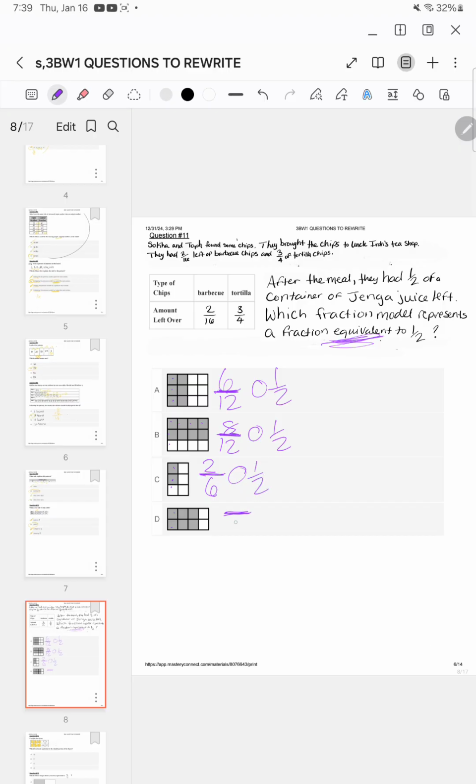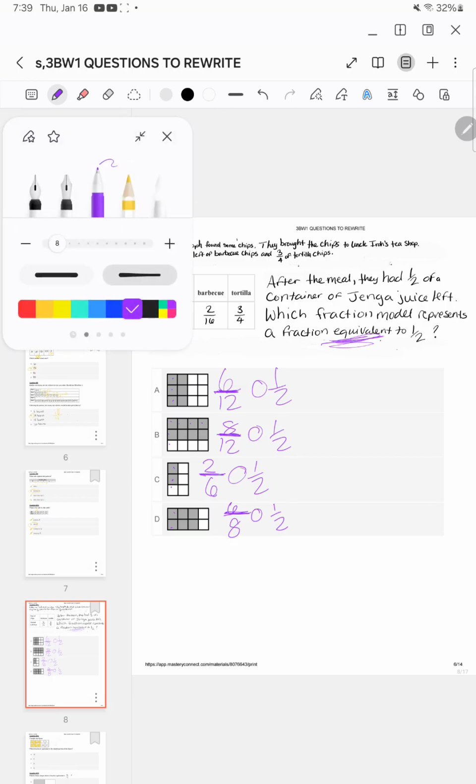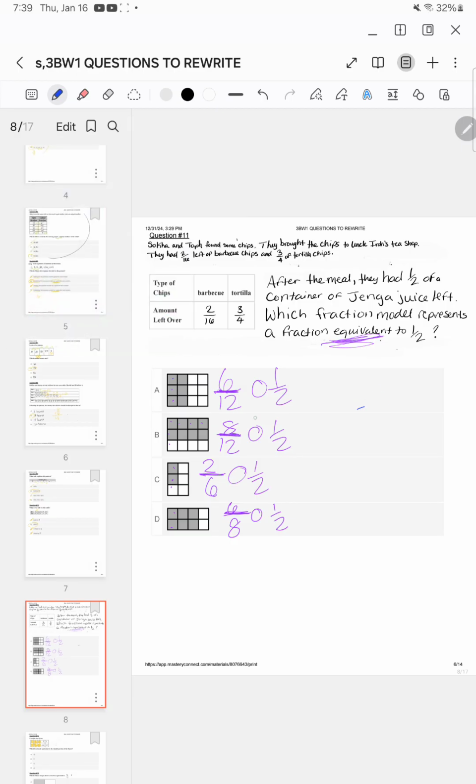And 1, 2, so I see 2 rows of 8, which makes 4, and I see 6 of them are shaded. And again, I'm comparing that to 1/2. Now, if I were to just do the quick way, I would say 12 times 1 is 12. 6 times 2 is 12. These are actually equal. But let's look at all of them.